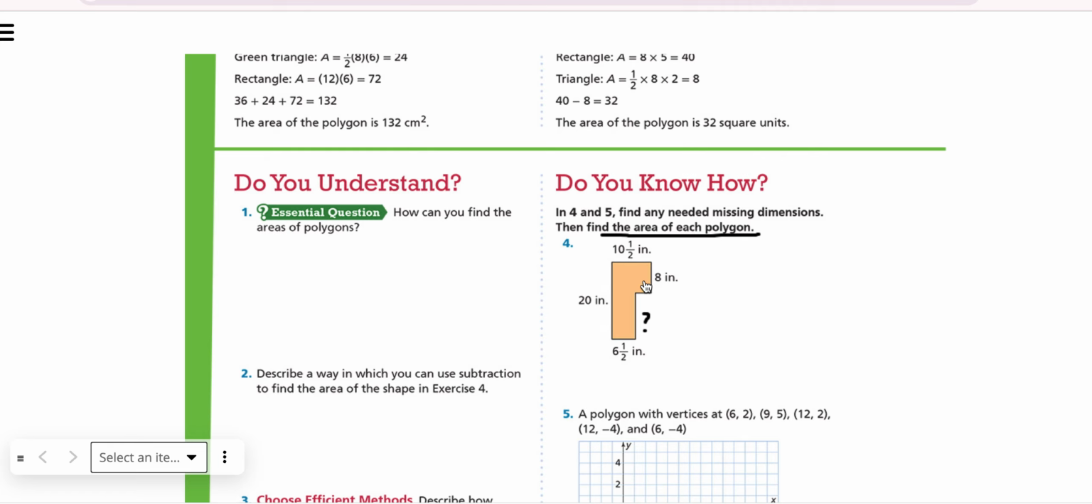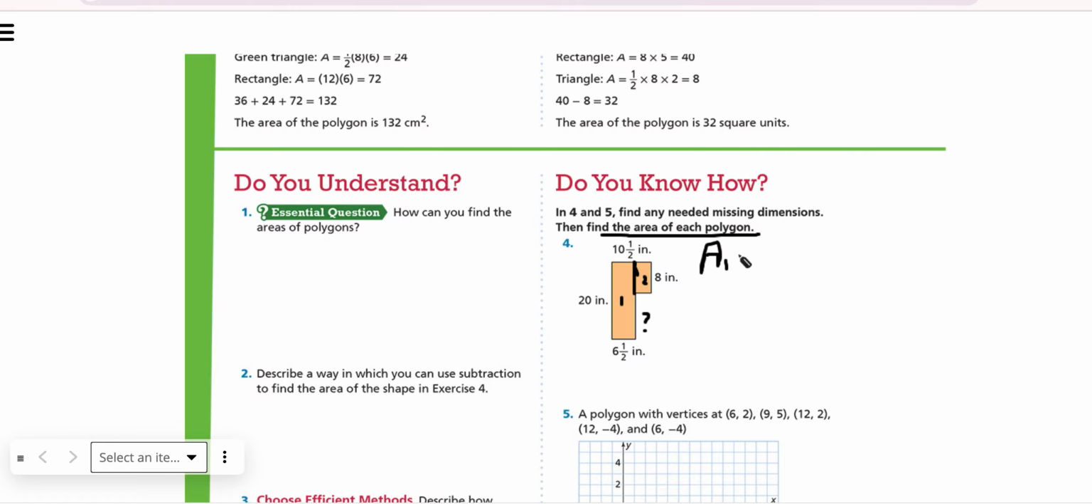All right, so I need to find the area of each polygon. So I am going to cut it. Remember I said we can cut it. I can cut it this way over here, or I can cut it this way over here. So I am going to cut it this way right here. I'm gonna cut it here like that. Oops, I'm supposed to do a straight line. There we go. So I'm gonna cut it like that, and now I have rectangle number 1 and rectangle number 2. Okay, so in rectangle number 1 I have everything I need. I need the length and the width, so I have those numbers. So I'm gonna do that first.